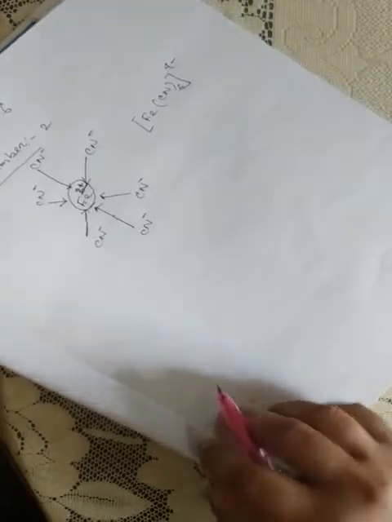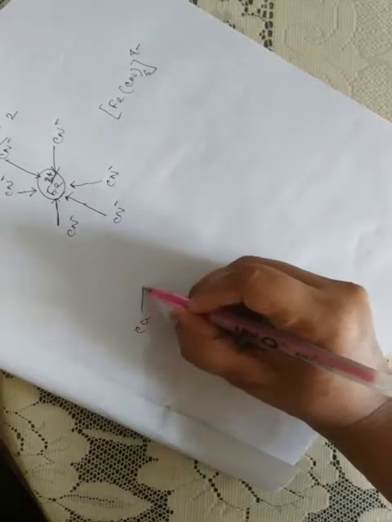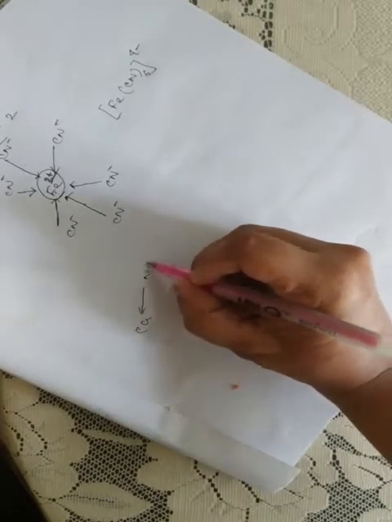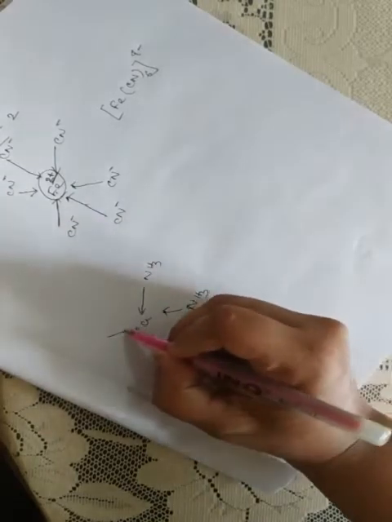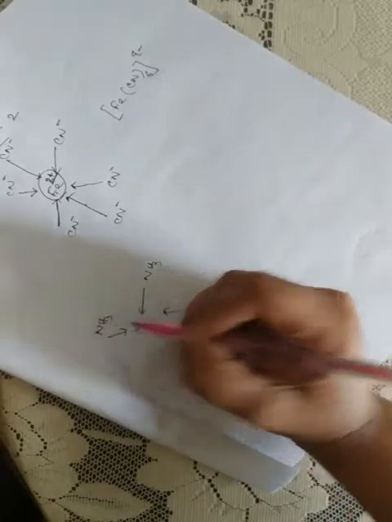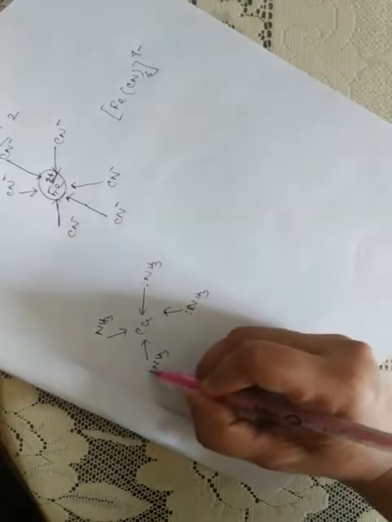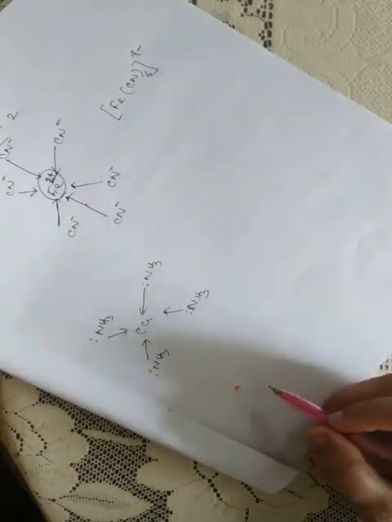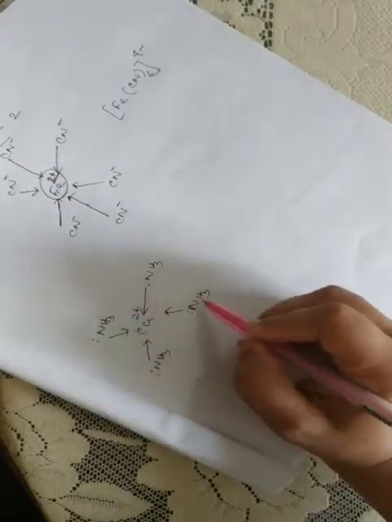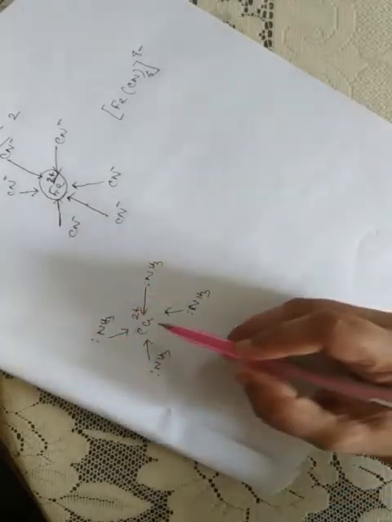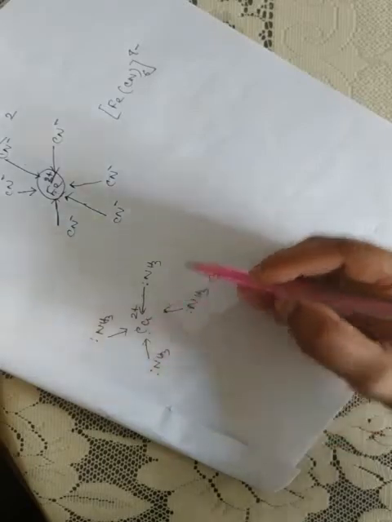If we write another example, tetraamminecopper 2 ion. In this compound, copper forms 4 coordinate bonds with 4 ligands.